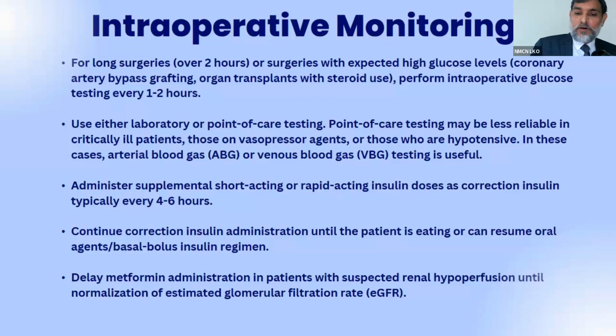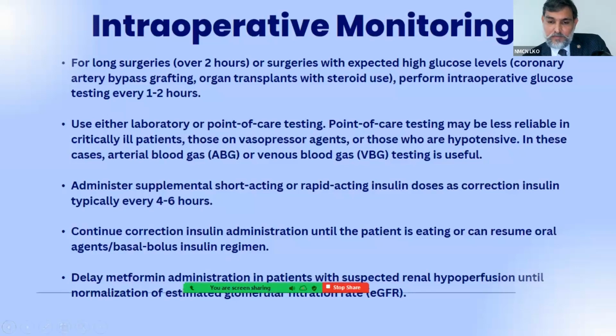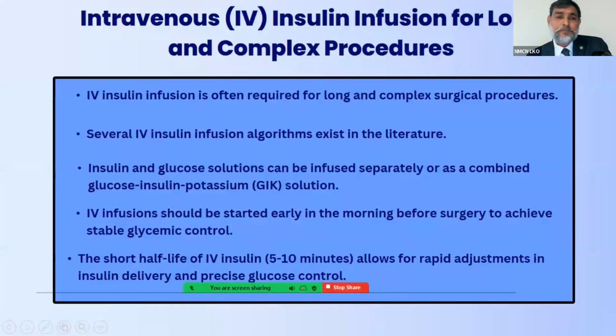In these cases, arterial blood gas or venous blood gas testing is useful. Administer supplemental short-acting or rapid-acting insulin doses as correction insulin. Typically, correction can be done every 4 to 6 hours. Continue correction insulin administration until the patient is eating or can resume the oral agent, basal, or bolus insulin regimen. Delay metformin administration in patients with suspected renal hypoperfusion until normalization of eGFR.